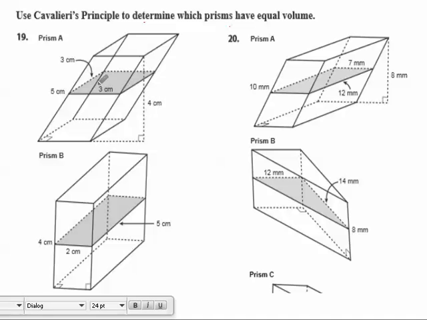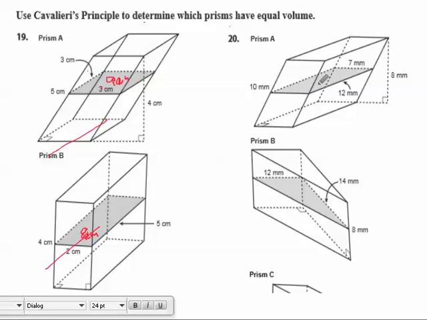Well, let's see here. Area of this cross section is 3 by 3. That would be a 9 centimeters. And the area of this cross section is a 4 by 2. That'd be 8 centimeters. Those are not the same numbers, so these two would not be the same volume at all.